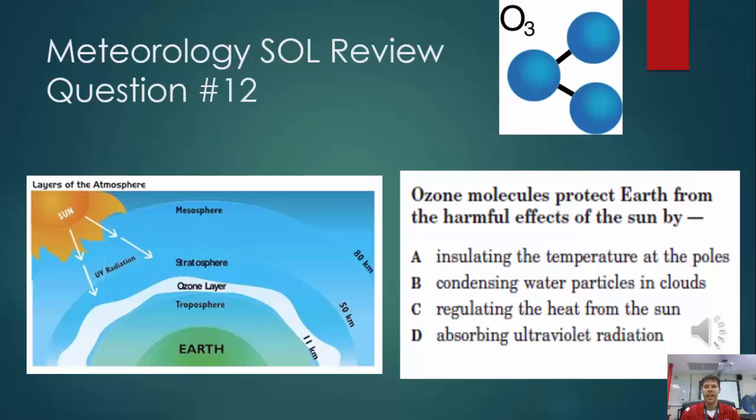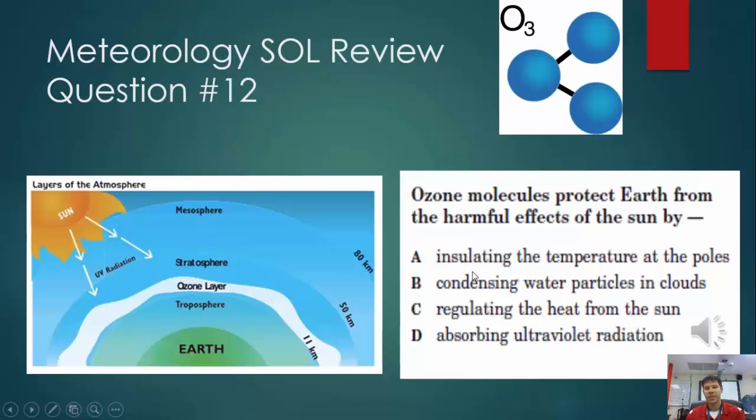Ozone molecules protect the Earth from the harmful effects of the sun by... well, you just got to remember what this ozone, which is 3 oxygen molecules bonded together, is important for. Its importance in the stratosphere, the ozone layer, is absorbing the harmful radiation, the ultraviolet or UV radiation from the sun, and protecting our planet and us.